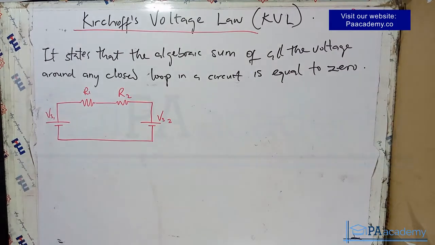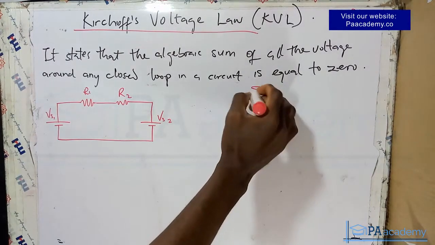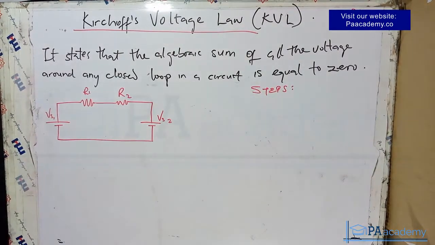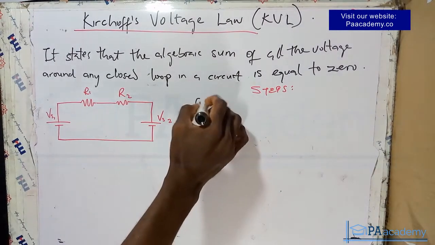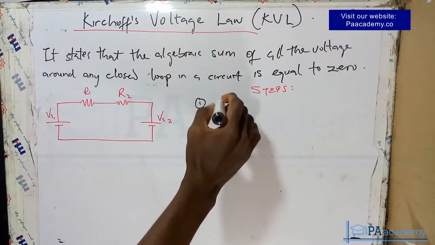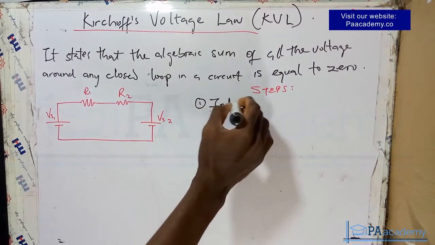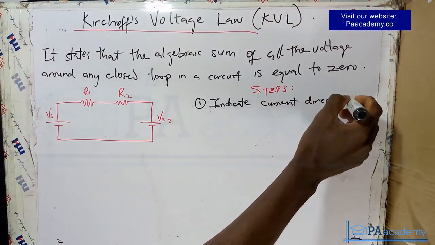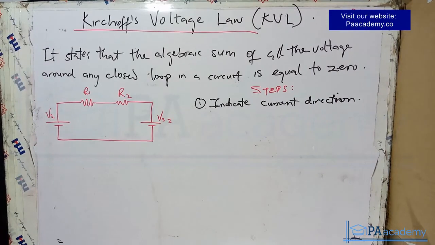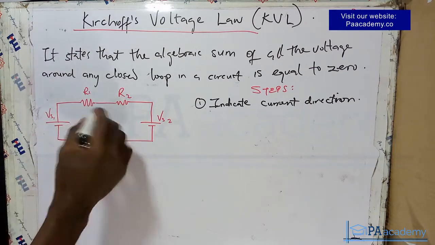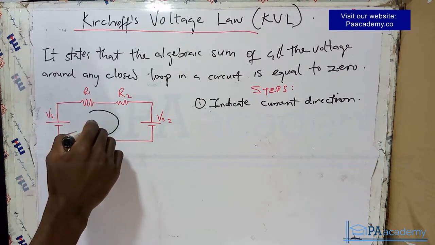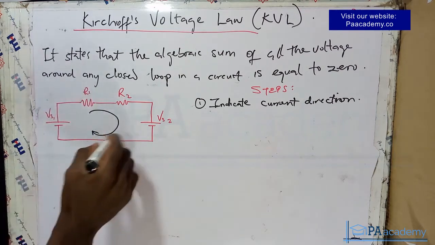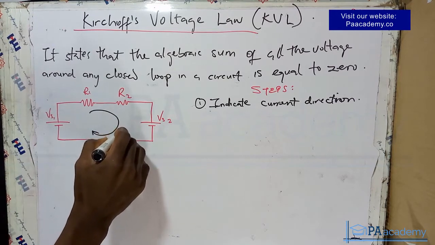So let me write it here. So let me just note this. The first thing I said you should do is indicate your current direction. Now you can decide to pick a clockwise or anti-clockwise direction, but personally I prefer to always make sure that my direction is always clockwise. So if you are choosing clockwise, you are going to have something like this. Since that is the direction of current, you can indicate that this is for current.